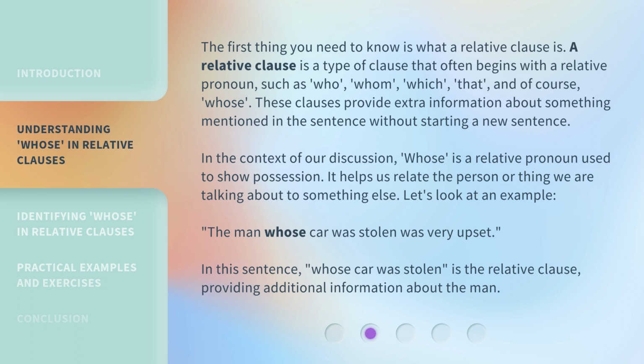Let's look at an example. The man whose car was stolen was very upset. In this sentence, whose car was stolen is the relative clause, providing additional information about the man.